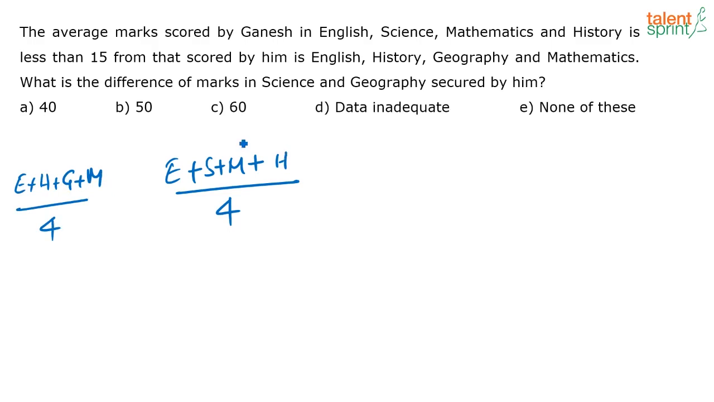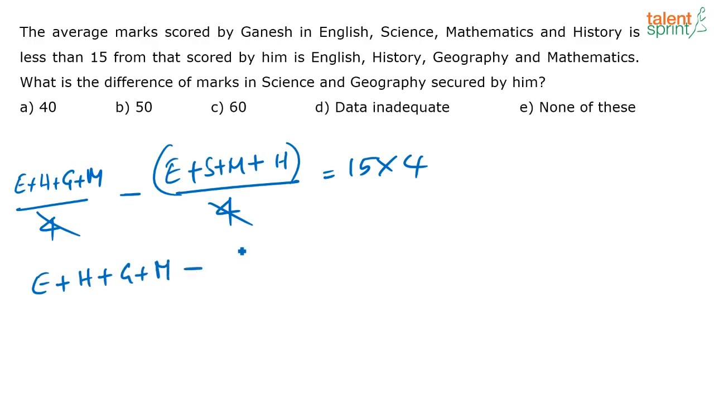Now what are they saying? This average is 15 less than this value, or I can say the average that he gets in English, history, geography and maths is 15 more than what he gets for English, science, maths and history, and this is equal to 15. Or what can I say? If I take this 4 to the right hand side, I can put it in brackets, into 4. So I can say his marks in English plus history plus geography plus maths minus his marks in English plus science plus maths plus history, that is equal to 60.